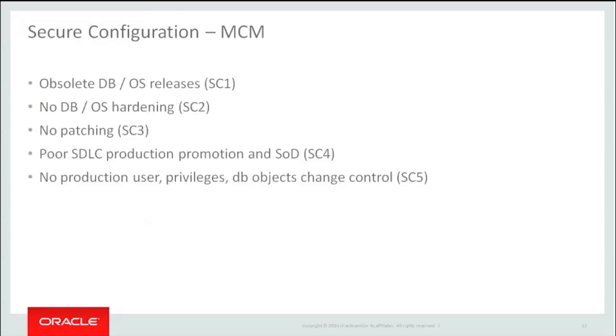The most common mistakes that we find here are related to obsolete versions of the operating system and database version. They are related to no hardening of the operating system and database, no patching, a poor segregation of duty during the process of changing the software code because of software maintenance, and no controls on the baseline to discover unapproved changes in the software baseline.